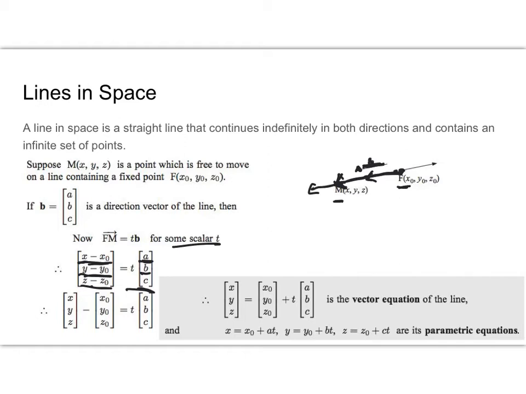And this would be my vector equation of a line. x, y, and z at any time is equal to my starting point, x0, y0, and z0, plus t times my direction vector A, B, and C.